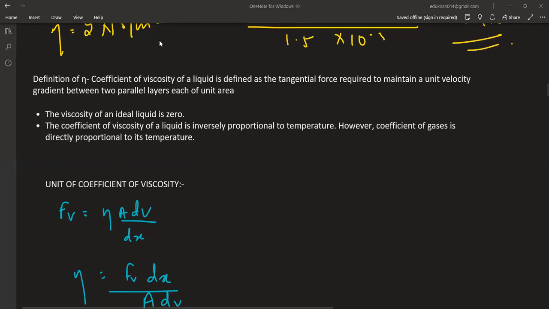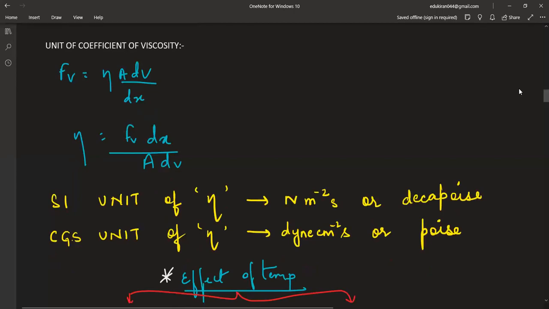See, the definition of eta, the coefficient of viscosity, I told you. It's defined as the tangential force required to maintain unit velocity gradient between two parallel layers, each of unit area. The viscosity of an ideal liquid is 0. The coefficient of viscosity of a liquid is inversely proportional to temperature. However, see, this is about the materials. This I've discussed. Let's come to the coefficient of viscosity.